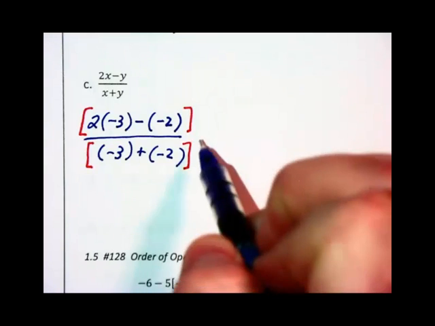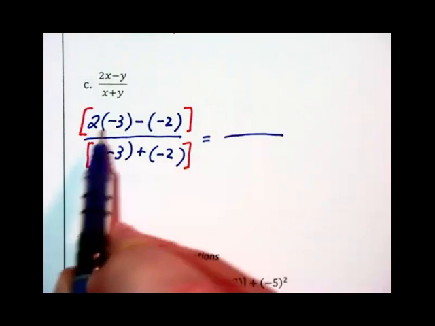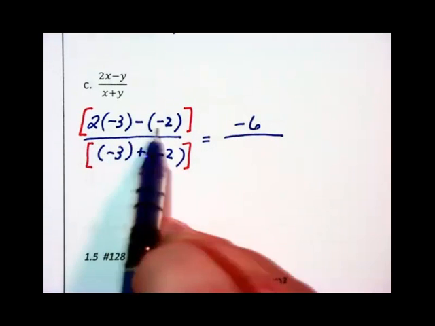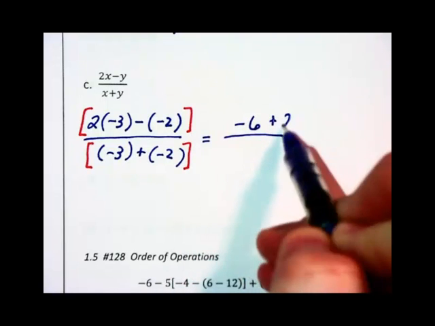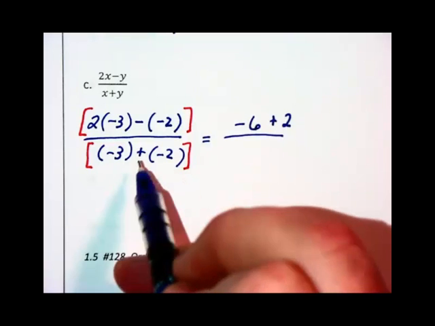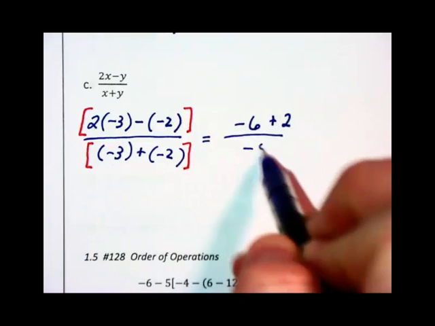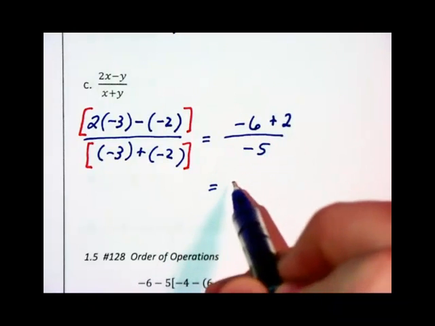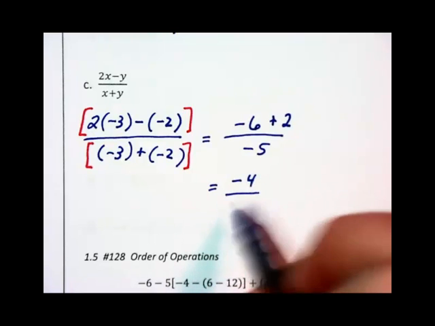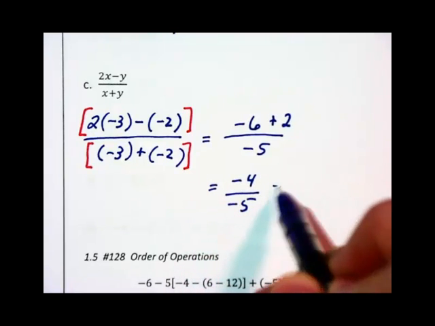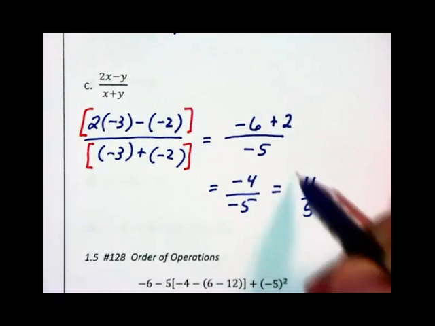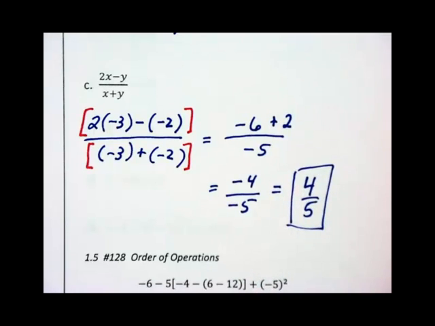So in the numerator, we skip over the subtraction, but we do this multiplication first. We do 2 times negative 3 to make negative 6. Then minus the negative 2 becomes plus 2. Down below, all we have is an addition of two negatives, making negative 5. In the numerator, we're going to do that as one separate problem. Negative 6 plus 2 makes negative 4, divided by negative 5. And whenever you divide two negatives, you get a positive, so 4/5 will be the value of that expression.